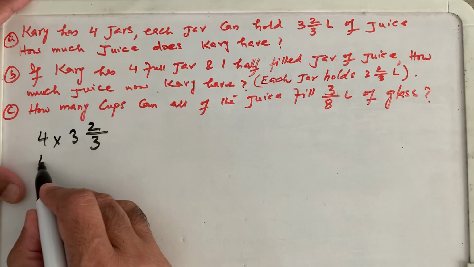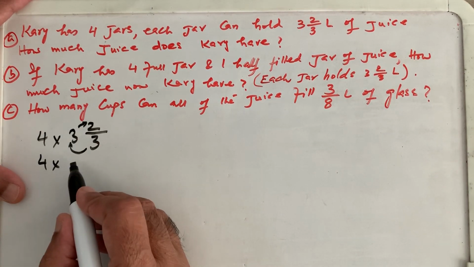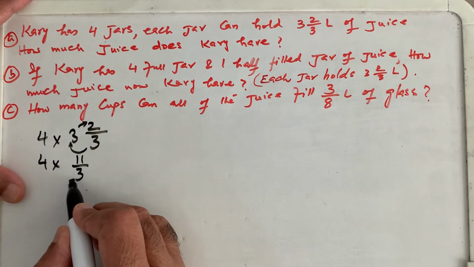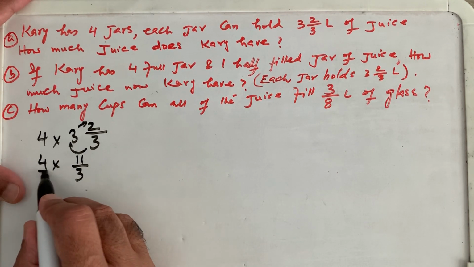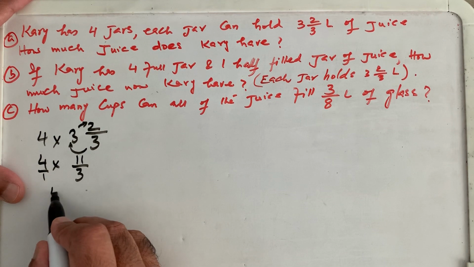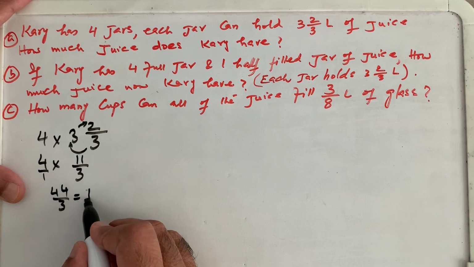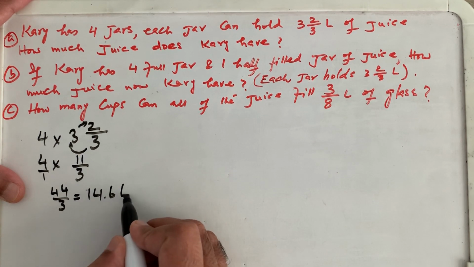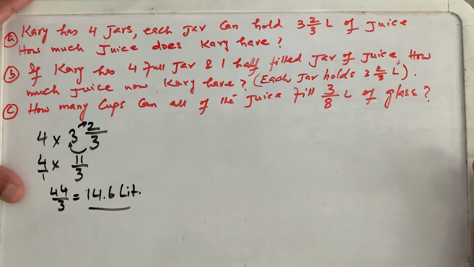And we learned how to make it an improper fraction. 3 3s are 9 plus 2, right? So it becomes 11 over 3. And then you need to multiply the numerator with numerator, denominator with the denominator, because here we are supposing 1, so it gives you 44 divided by 3, and when you divide it, it gives you in decimal 14.6 liters, right? So it was a word problem which says Kary has 4 jars. Each jar can hold 3 and 2 by 3 liters of juice.